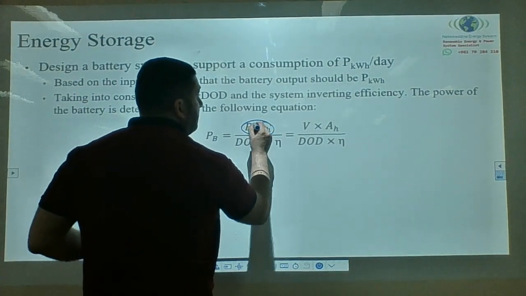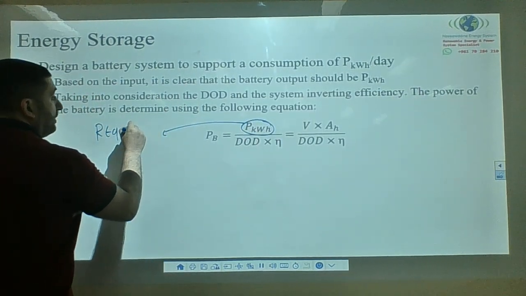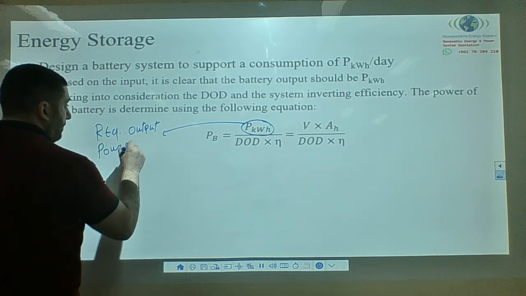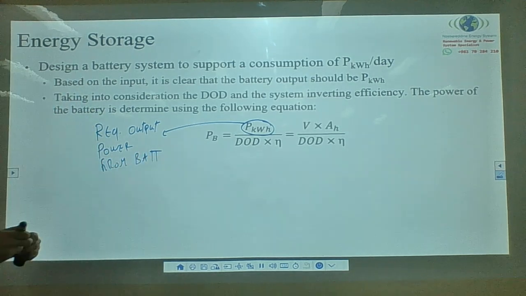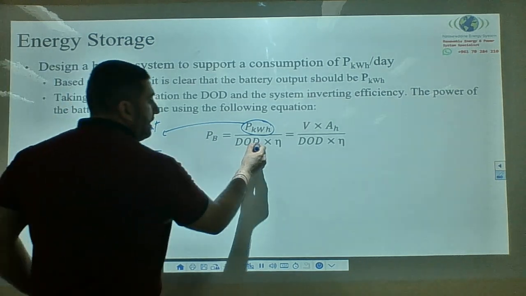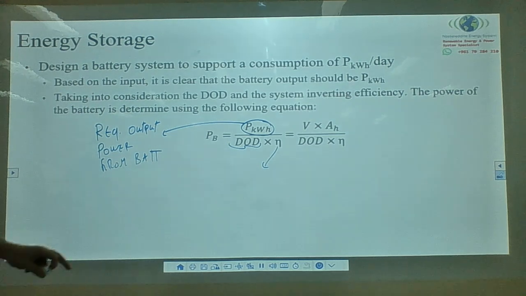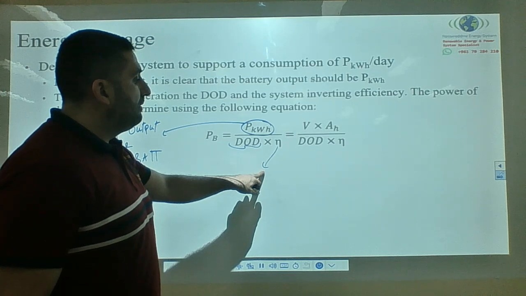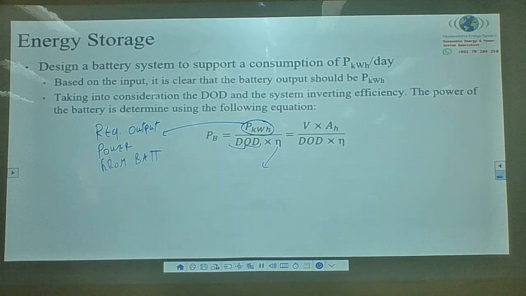This is the required output power from the battery. This is the nominal depth of discharge. This is the efficiency. This is the efficiency that I can take out, if I have a 90% efficiency.